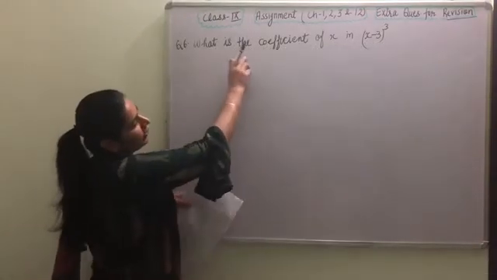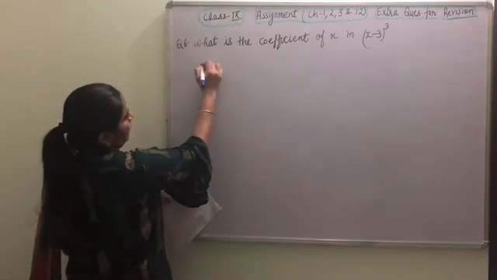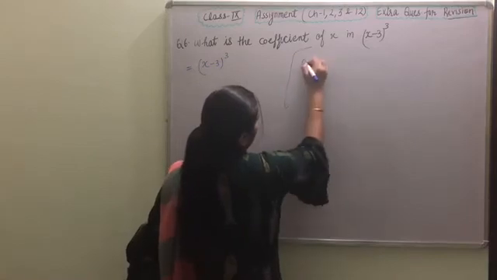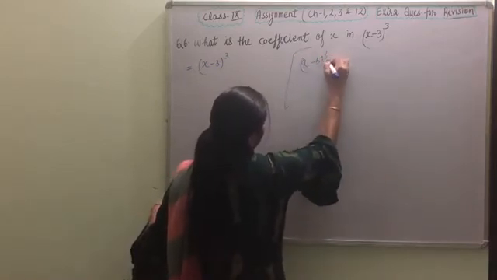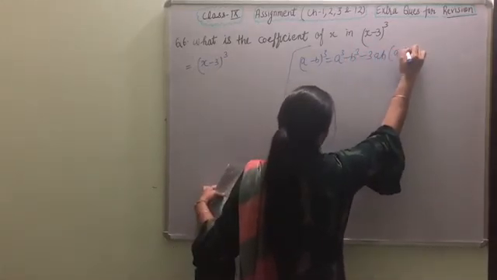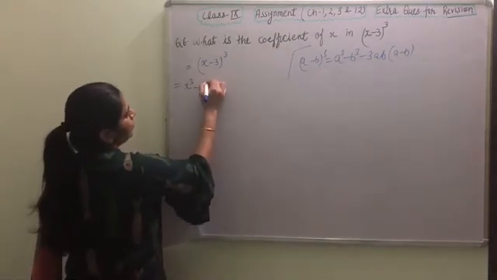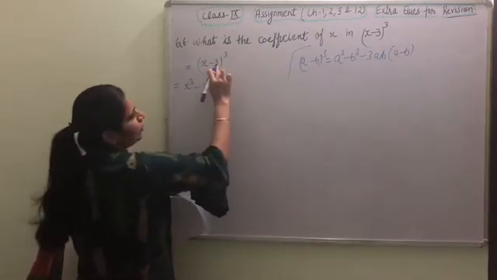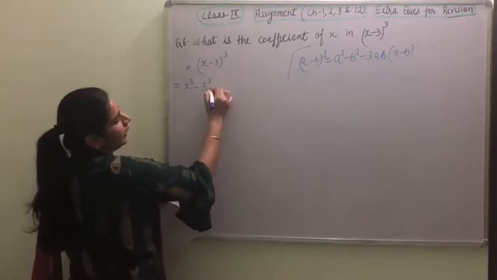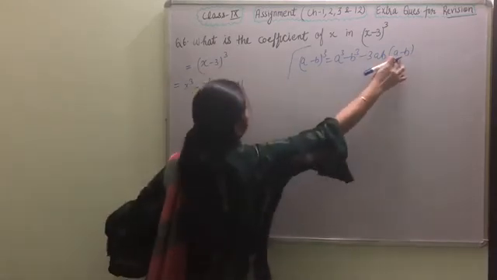In this question we have to find the coefficient of x when x minus 3 whole cube is given. So the given value is x minus 3 whole cube. Apply the identity a minus b whole cube is equal to a cube minus b cube minus 3ab into a minus b. Here we are applying the identity, which gives x cube minus 3 cube. A means first value and b means second value. A cube, x cube, minus 3 cube, minus 3ab means minus 3 into x into 3. A minus b means x minus 3.